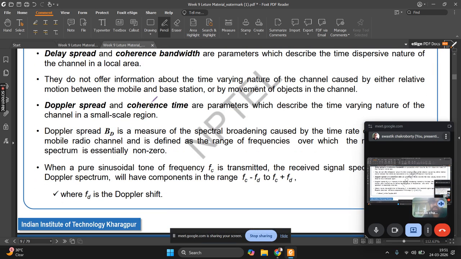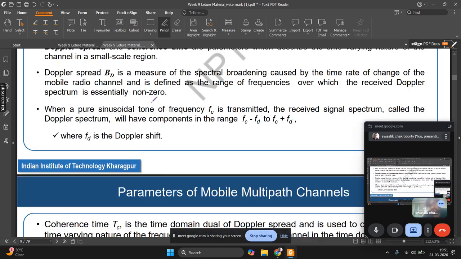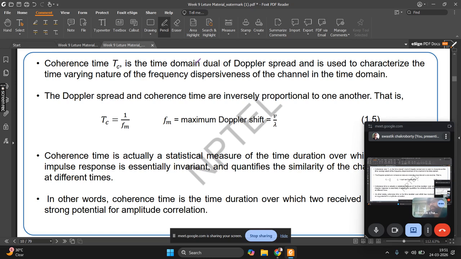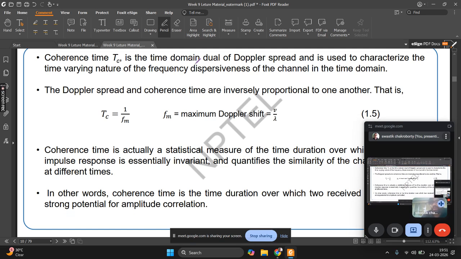Now, Doppler spread and coherence time are the parameters which describe the time varying nature of the channel in small scale. Doppler spread is a frequency parameter. If you want to convert it into a time parameter, you have to calculate the coherence time. The coherence time is the time domain dual of Doppler spread and is used to characterize the time varying nature of the frequency dispersiveness of the channel. So the Doppler spread and coherence time are inversely proportional. Just like coherence bandwidth and delay spread were inversely proportional, similarly Doppler spread and coherence time are inversely proportional.